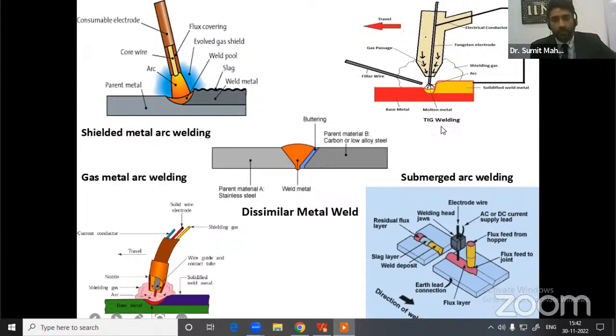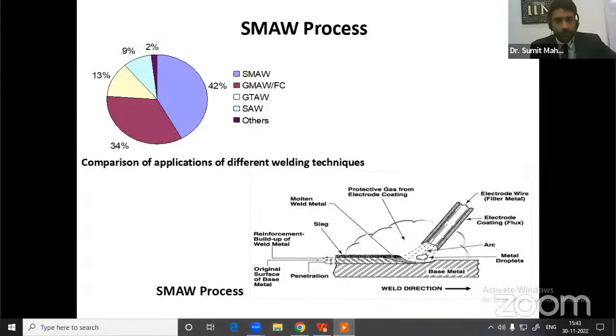The next process is called TIG welding. This was a consumable electrode, and in TIG welding a non-consumable electrode is used. I'm not going into much detail of these processes, because this is a limited time session. These are some of the various welding procedures: gas metal arc welding, submerged arc welding. But my area of interest is shielded metal arc welding, where the consumable electrode is used and we have to develop coatings for these consumable electrodes.